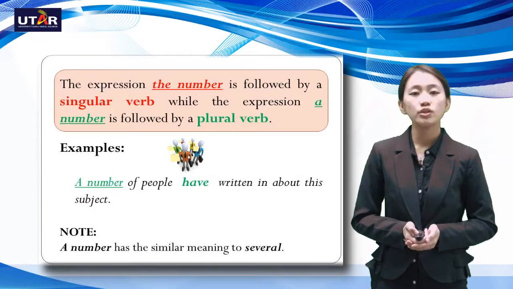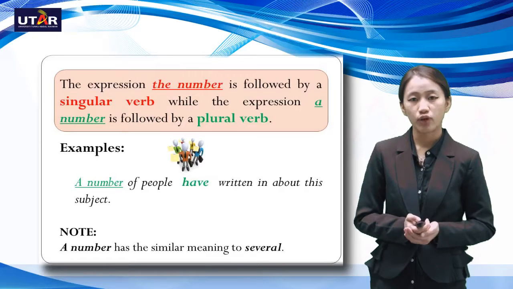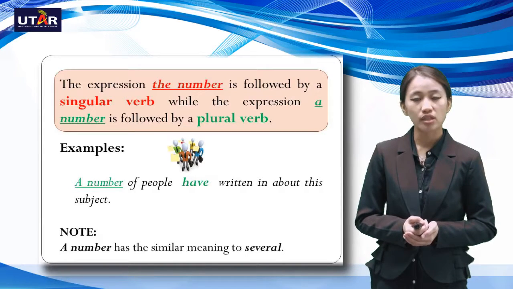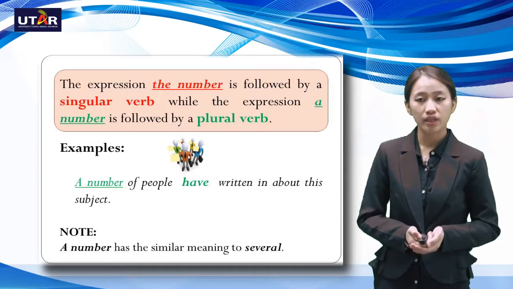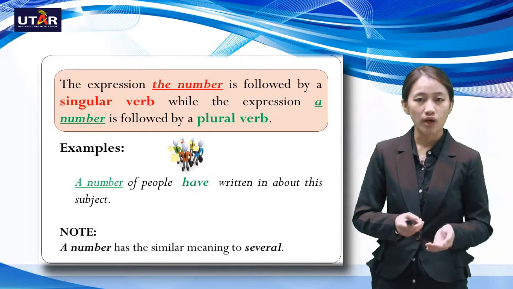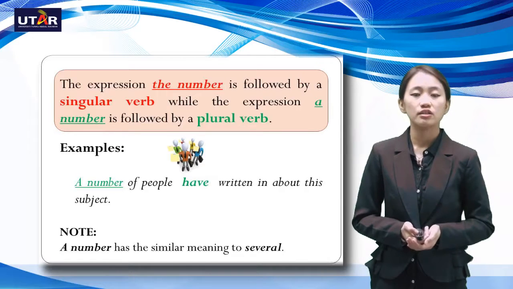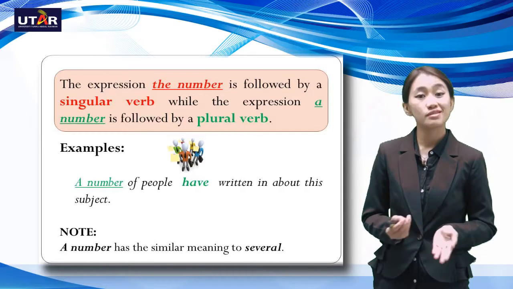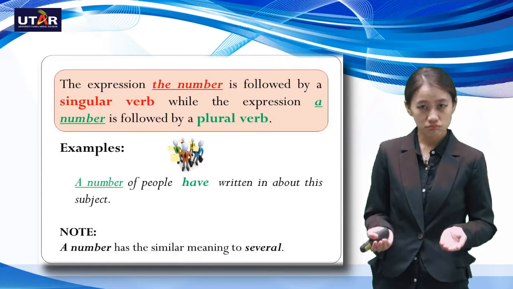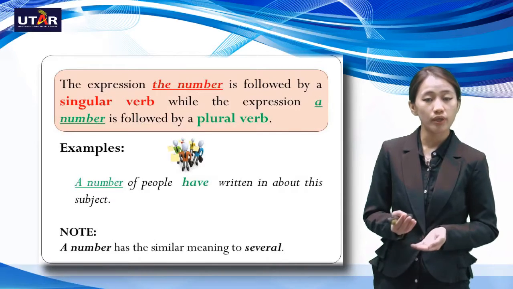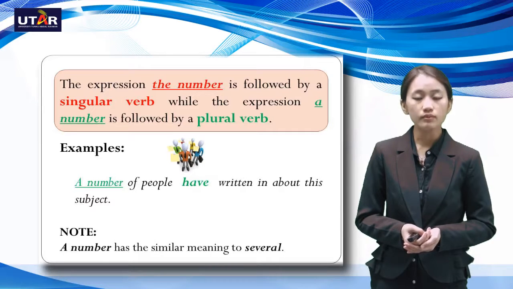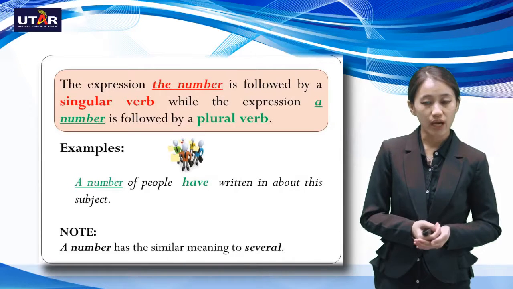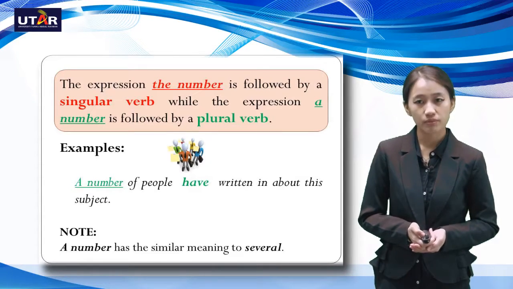On the other hand, when you use a number, for example, a number of people have written in about this subject. So a number here actually is not referring to 1, 2, 3, just that singular number, but in other words, it actually refers to several. So several people. So of course, several people would be considered as plural. That is why a number can be considered as a plural noun followed by a plural verb.